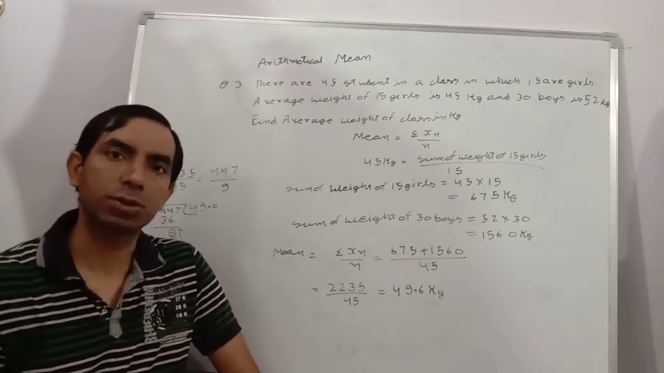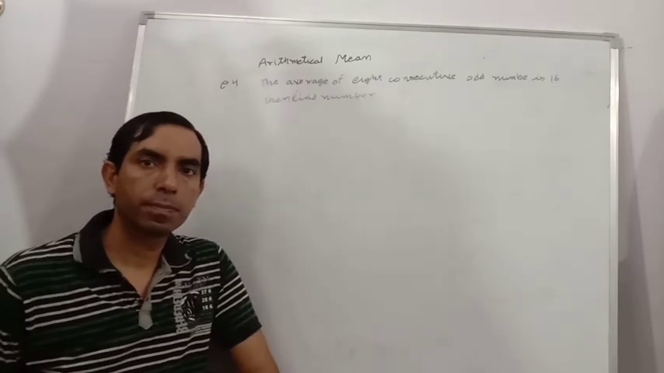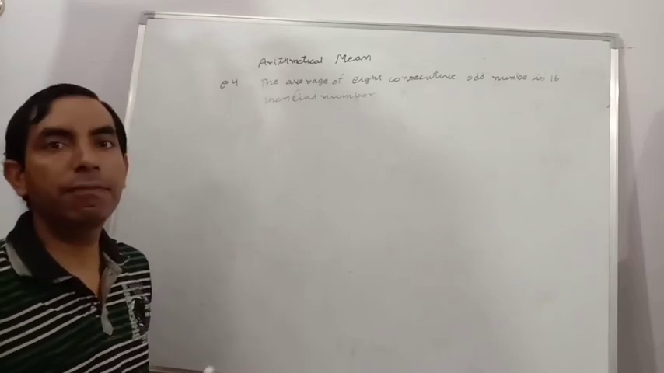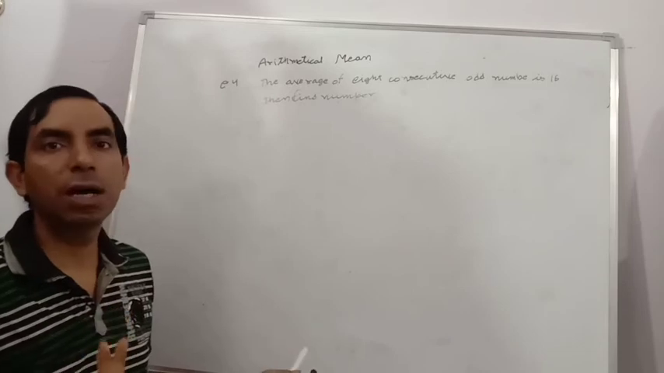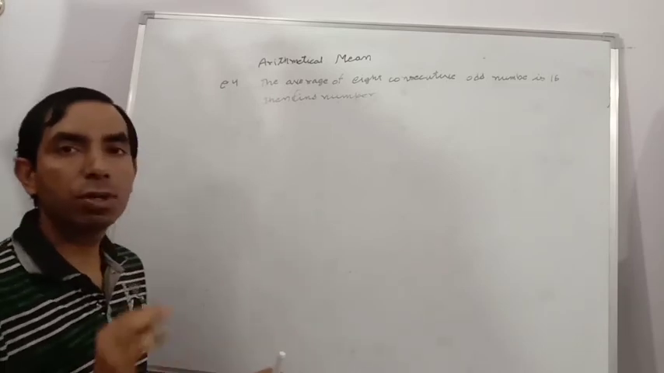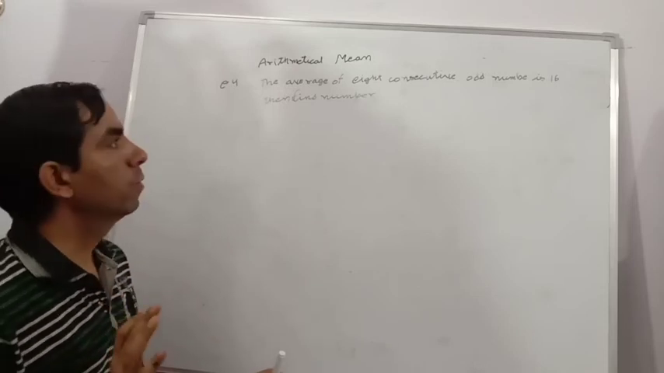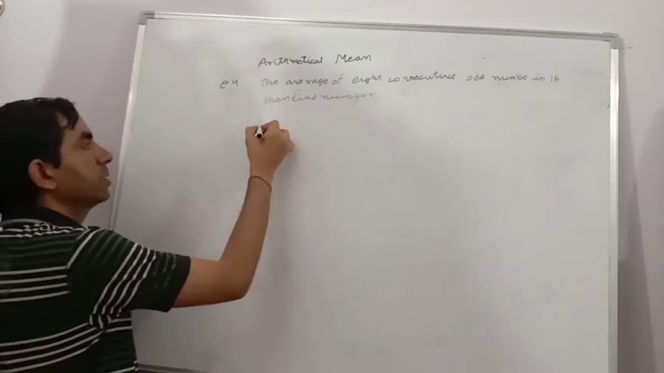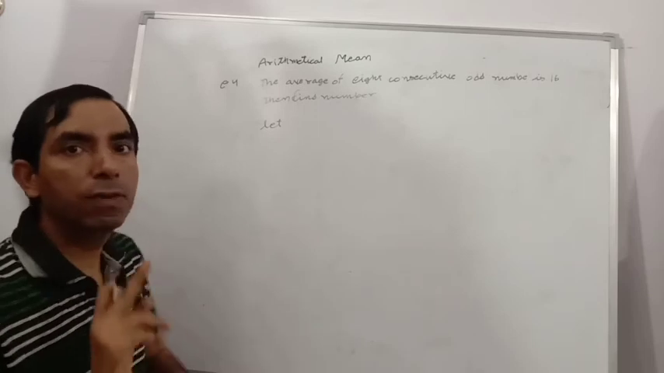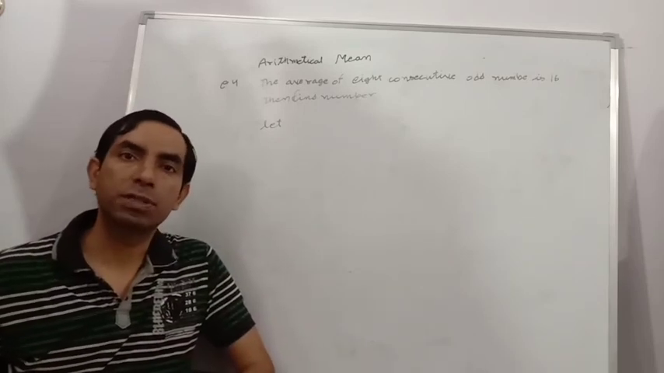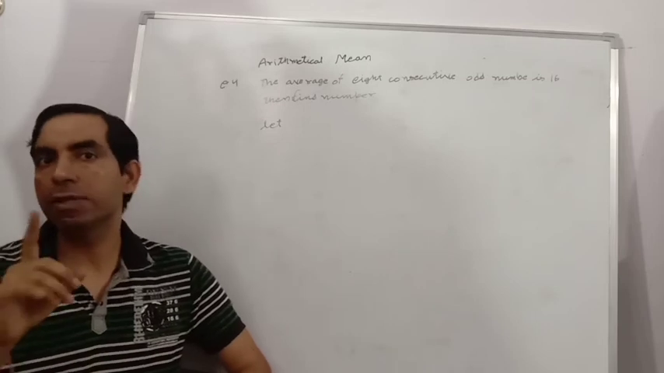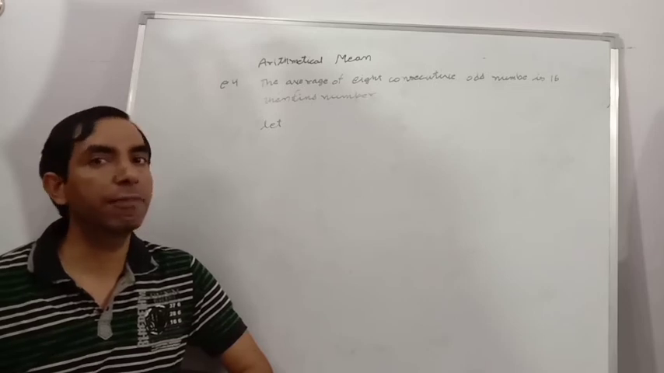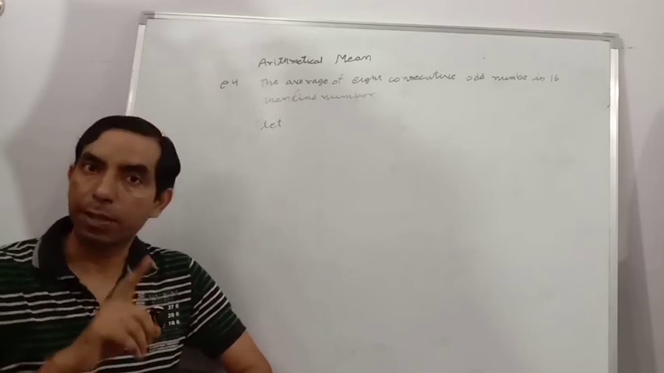So let's take another and last question. Here we are given the average of 8 consecutive odd numbers. We have not been given the numbers, nor the sum. So we can use the supposition method. Always remember that if you want to suppose consecutive numbers, then we suppose x, x plus 1, x plus 2, x plus 3. But if we want to suppose odd or even numbers, the supposition method is the same, x, x plus 2, x plus 4.